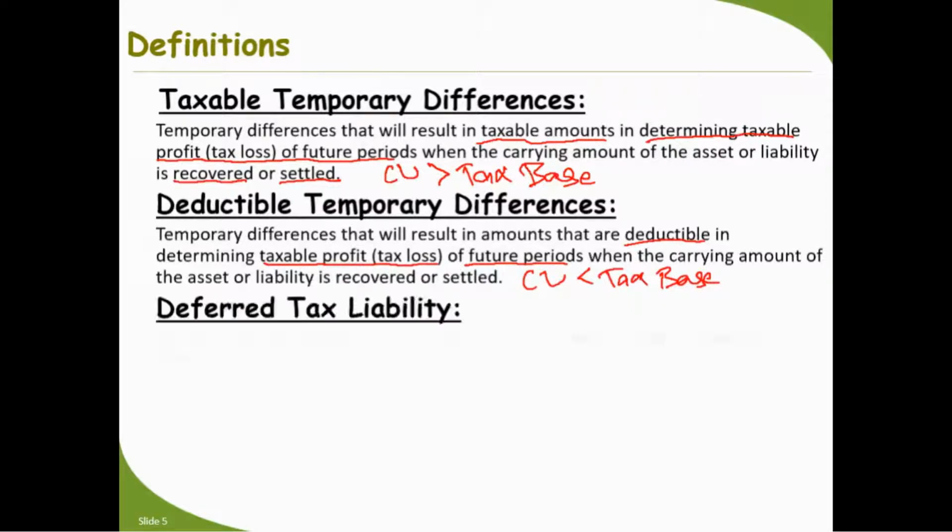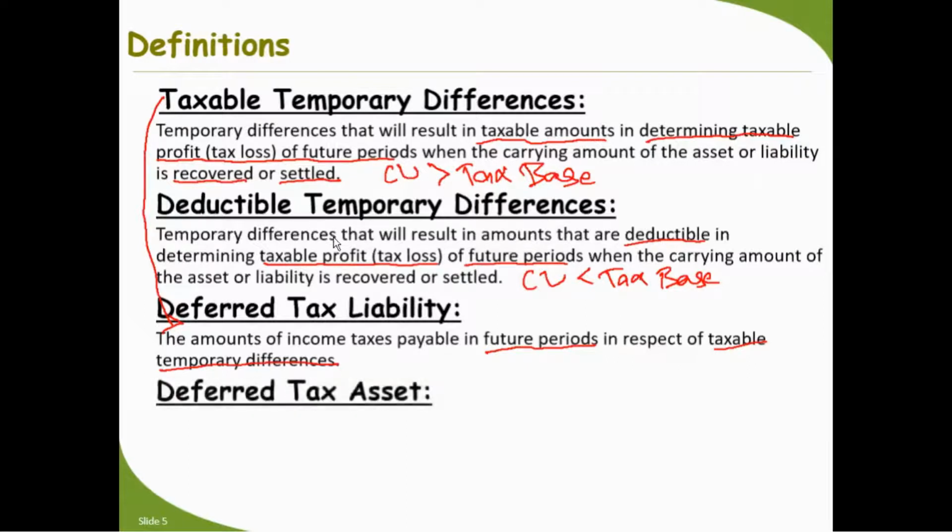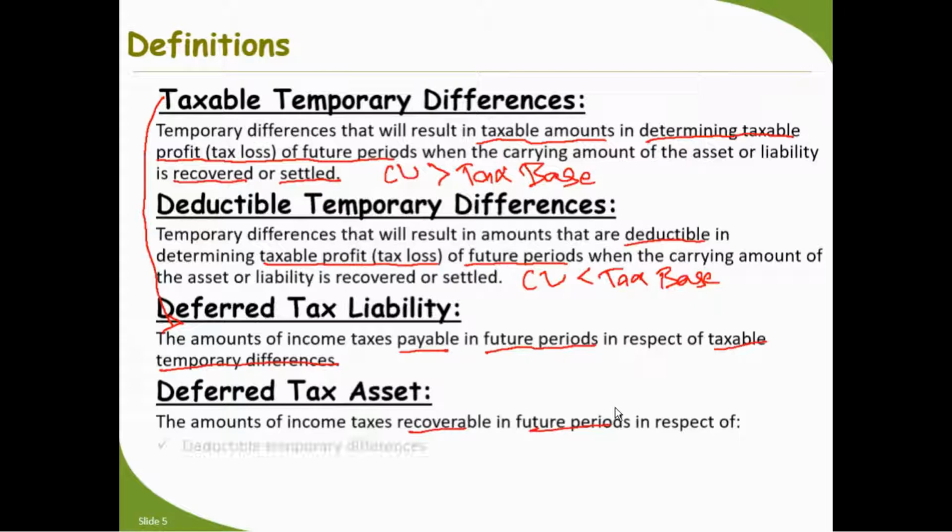Okay. Now, what is deferred tax liability? The amount of income tax payable in future periods in respect of taxable temporary differences. As I discussed earlier, due to taxable temporary differences, we have deferred tax liability, and due to deductible temporary differences, we have deferred tax asset. The amount of income tax which is recoverable in future periods in respect of, number one, deductible temporary differences, this one.